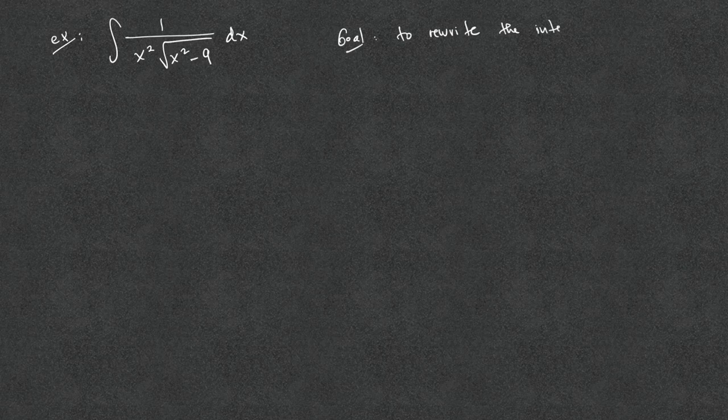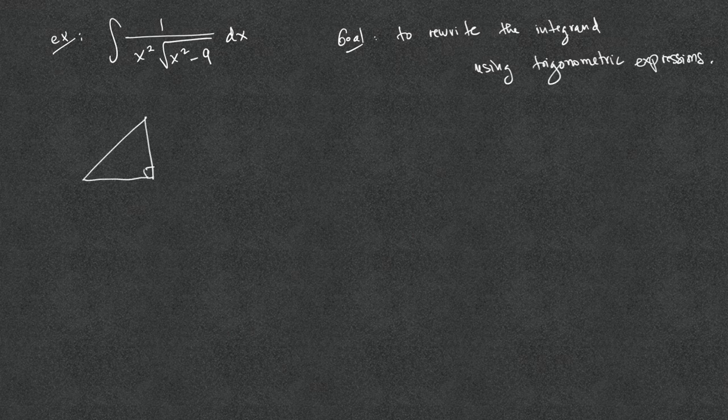Now the goal is to rewrite the integrand using trigonometric substitutions. We observe that there is an expression that involves the binomial x squared minus a squared, so we start with the right triangle. Since the expression is x squared minus 9, the hypotenuse must be x and one of the sides is 3. The missing side is therefore the square root of x squared minus 3 squared.